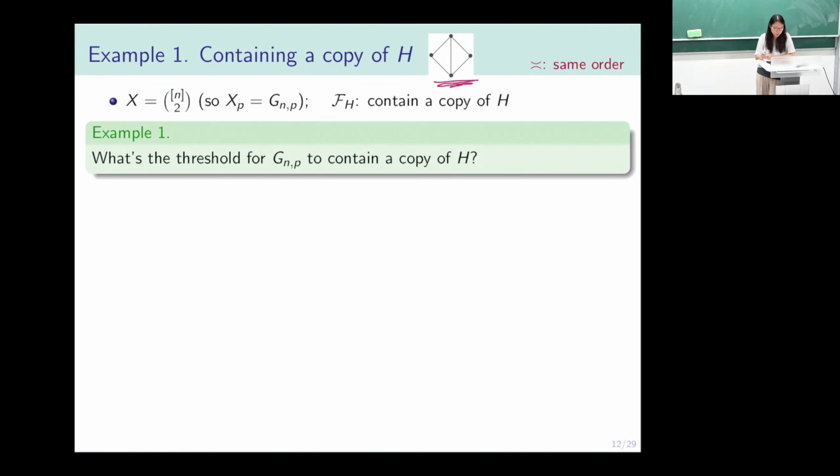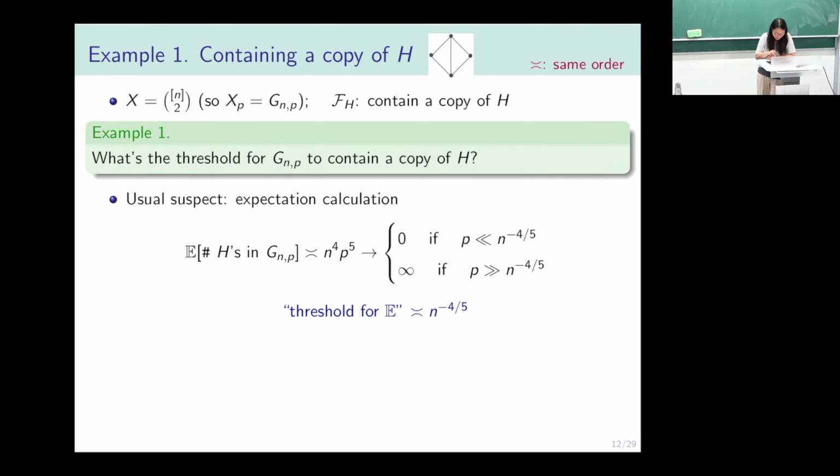And our question is, what's the threshold for GMP to contain a copy of H? To answer this question, the usual suspect is the expectation calculation, because we are interested in the number of copies of H in GMP. Because GMP is a random variable, the number of copies of H in GMP is also a random variable. And if we want to work with a numerical random variable, then the very first thing that we want to examine is its expectation. It's a very natural approach.